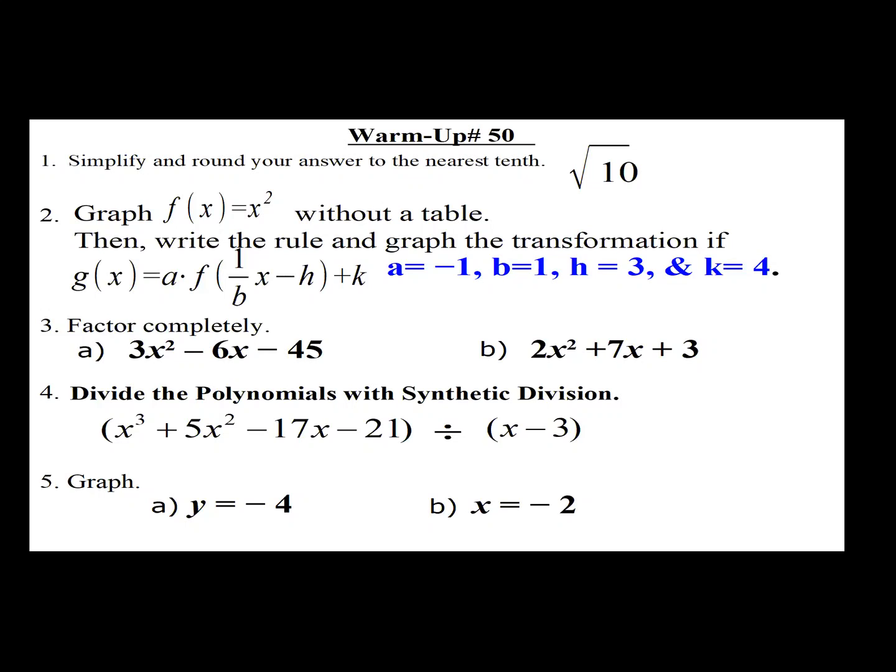A is 3x squared minus 6x minus 45, and b is 2x squared plus 7x plus 3. Number 4 says divide the polynomials with synthetic division: (x cubed plus 5x squared minus 17x minus 21) divided by x minus 3. You should be able to remember that by now. And number 5 says graph, part A is y equals -4, and part B is x equals -2. I'll give you a couple more minutes for that. Copy that and go warm up.